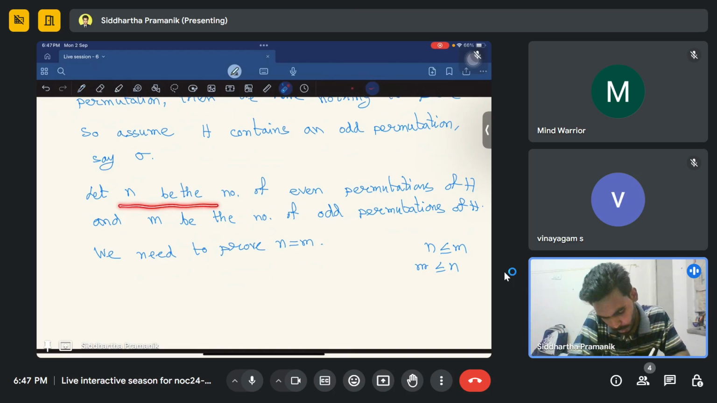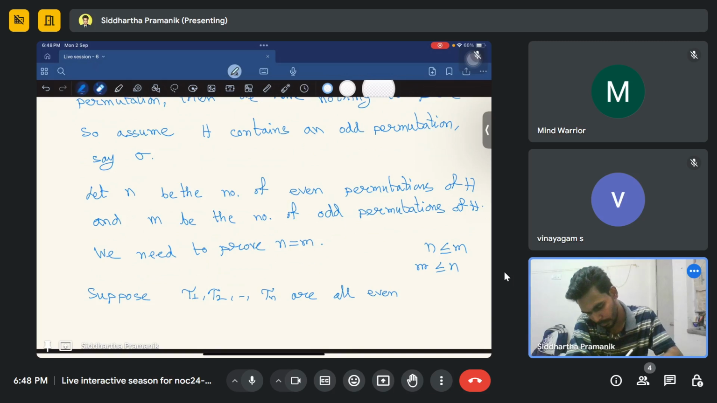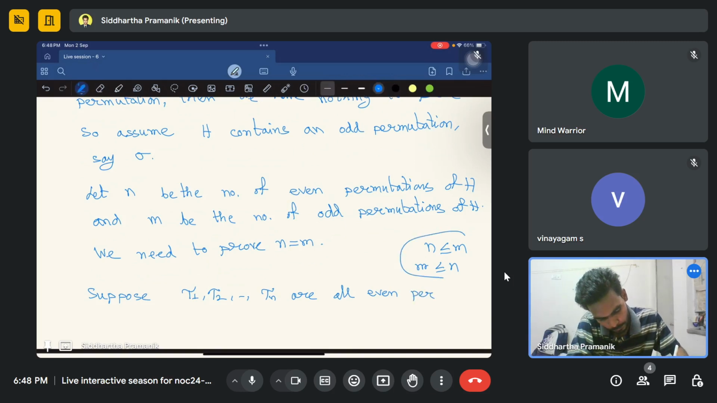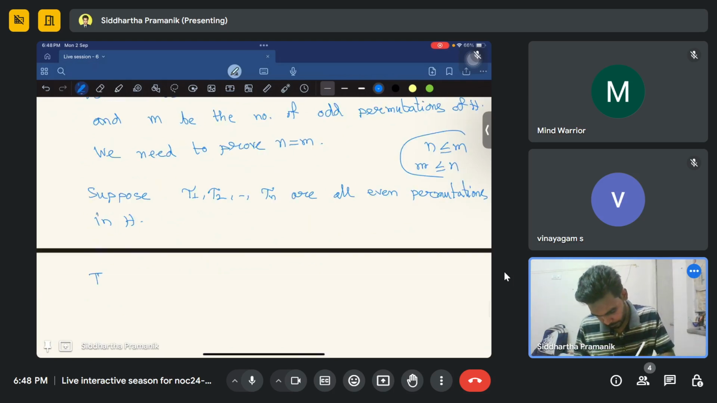So n is the total number of even permutations, right? So suppose tau 1, tau 2, up to tau n are all even permutations in H, right? Then, if we multiply sigma, an odd permutation, with an even permutation, what will it be?